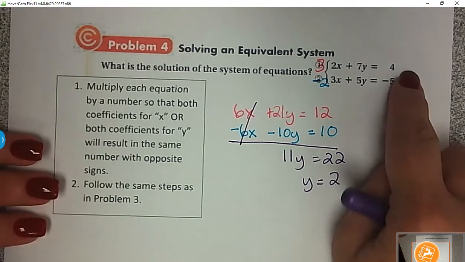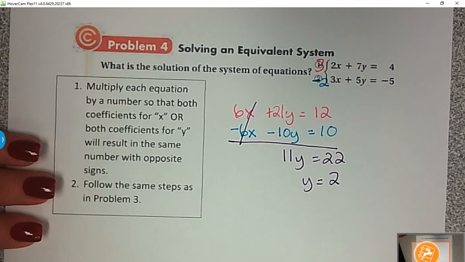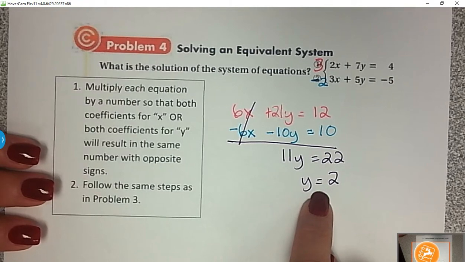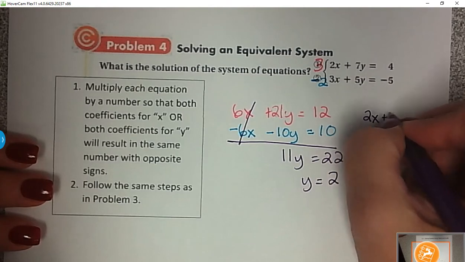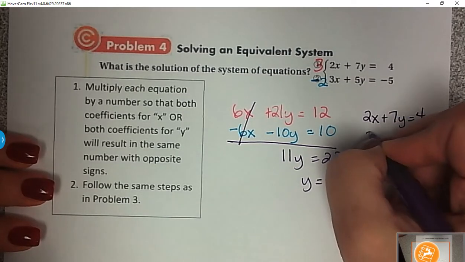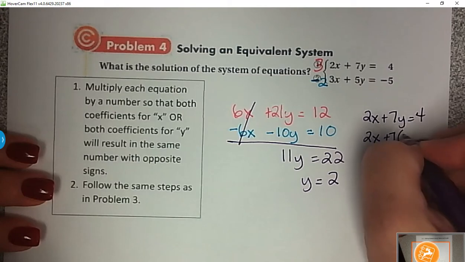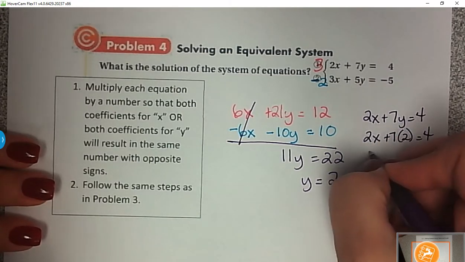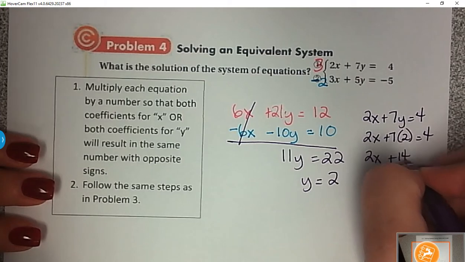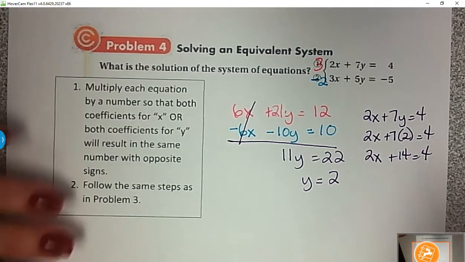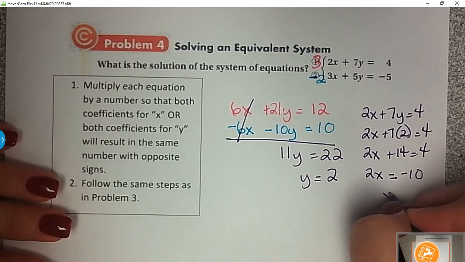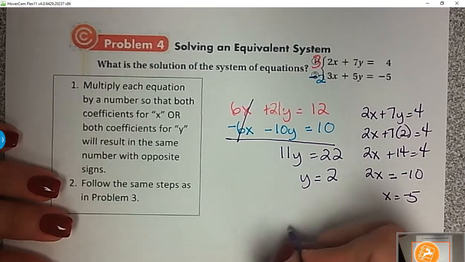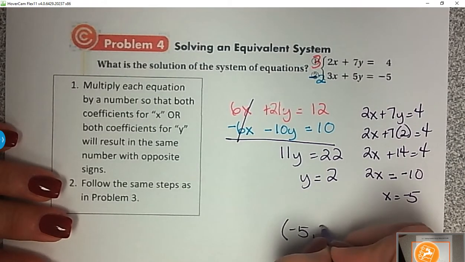And then I want to go back to one of my original equations. Doesn't matter which of those originals you go to. Plug in for y so I can solve for x. I'm just going to use the top one. So 2x plus 7y equals 4. Take out the y, put 2 in its place. I'm going to move the 14 to the other side and divide by 2. So my solution is negative 5, 2.